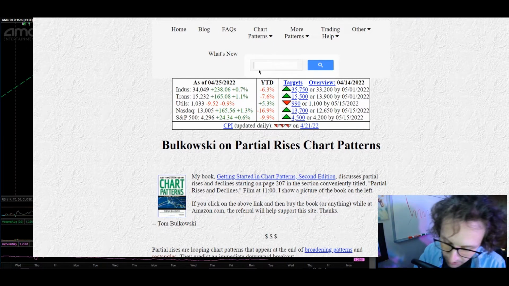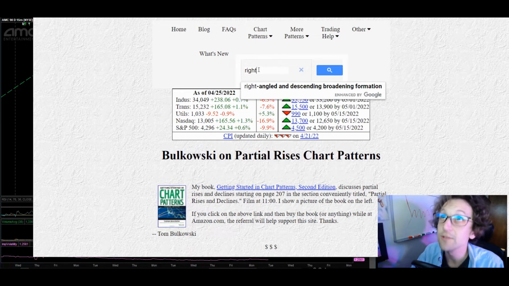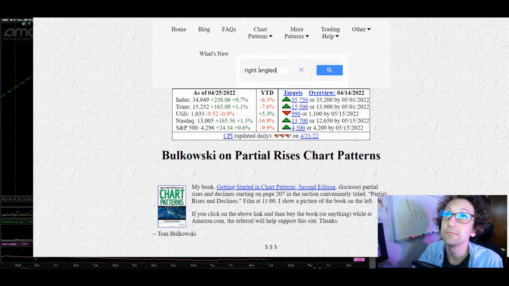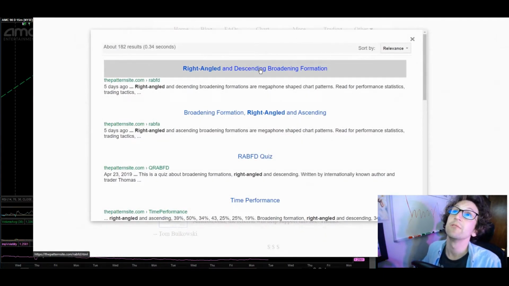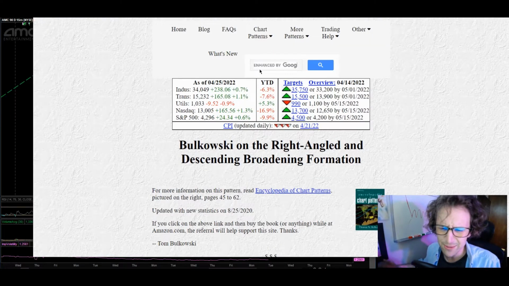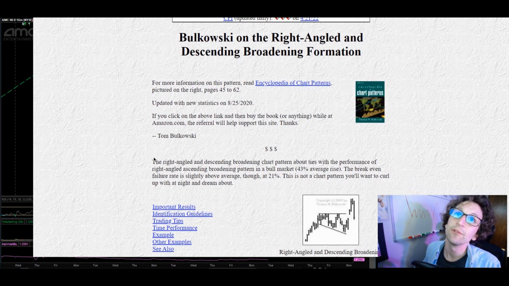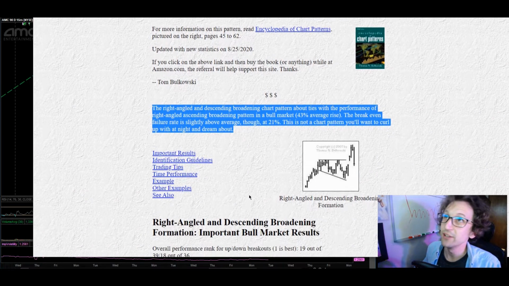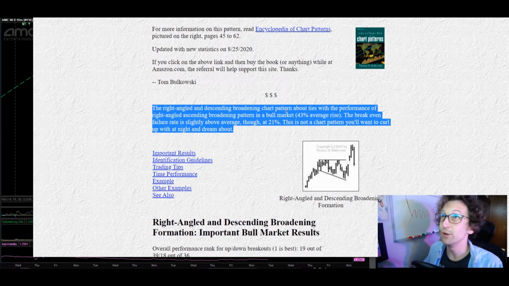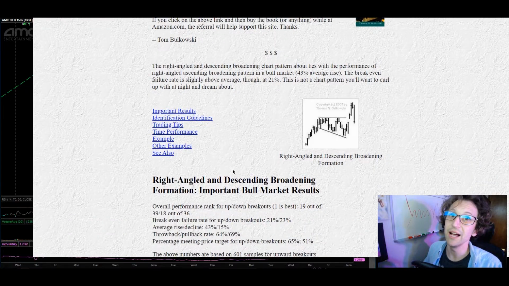So we're gonna go right angled, I think is how this thing starts. Right angled and descending broadening formation. I love this website. It's like designed 10 years ago, but it's so good. Okay, here we go. The right angled and descending broadening chart pattern about ties with performance of right angled ascending broadening pattern in bull market, 43% average rise, blah, blah, blah.